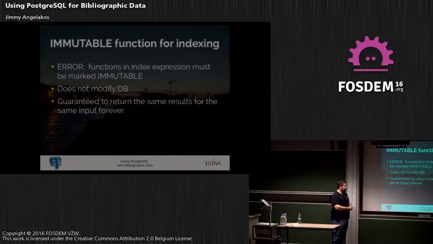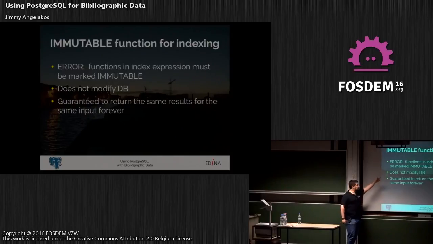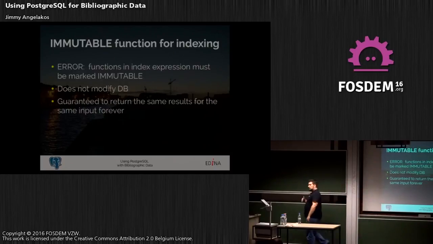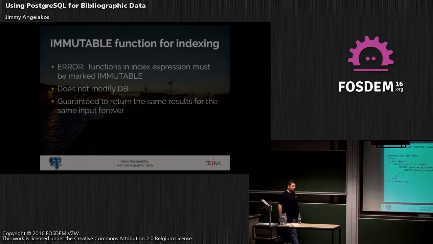So what do we need for indexing this mess? We need an immutable function, because when you try to index the fields, you will get an error saying functions in index expression must be marked immutable. So what's an immutable function? It's a function that doesn't modify your database, and it's guaranteed to return the same results for the same input.